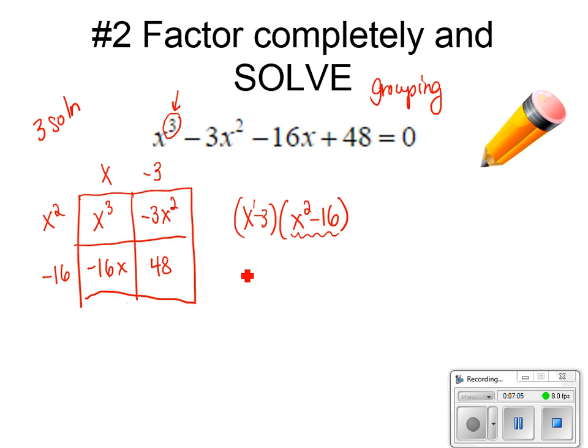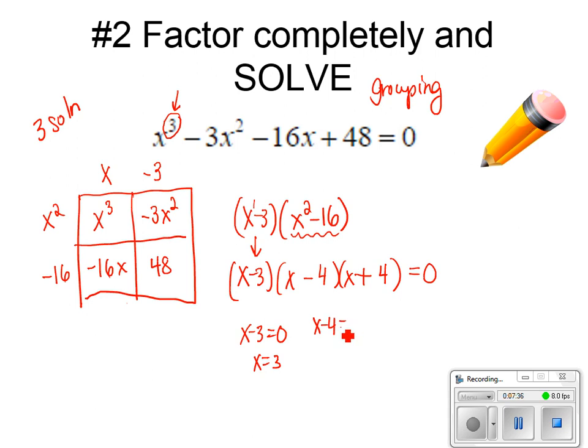So I can factor one more time, bring down the factor that's already done, and then factor the second part. What times what gives me x squared? That's x and x. What times what gives me 16? That's 4 and 4. One is positive and one is negative. I have 3 factors. Now I can use the zero product property rule. I can set each factor equal to 0, and I get 3, and I get 4, and I get negative 4.